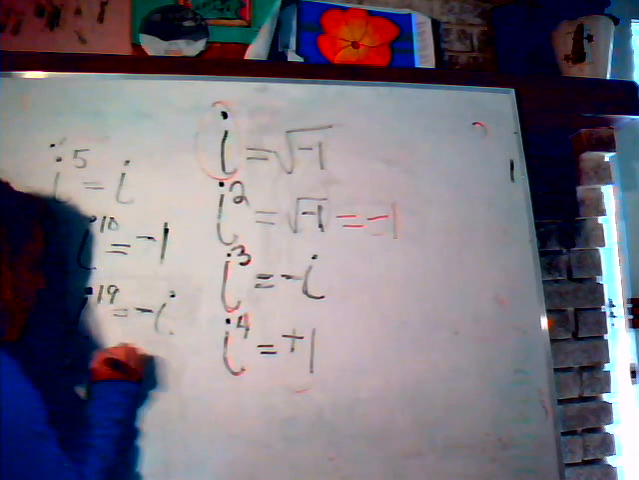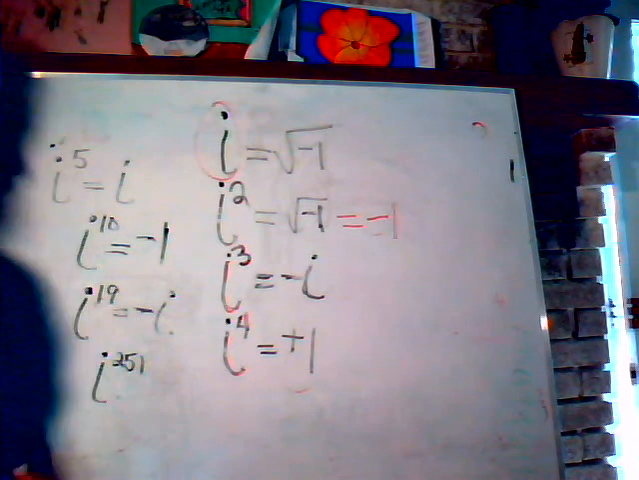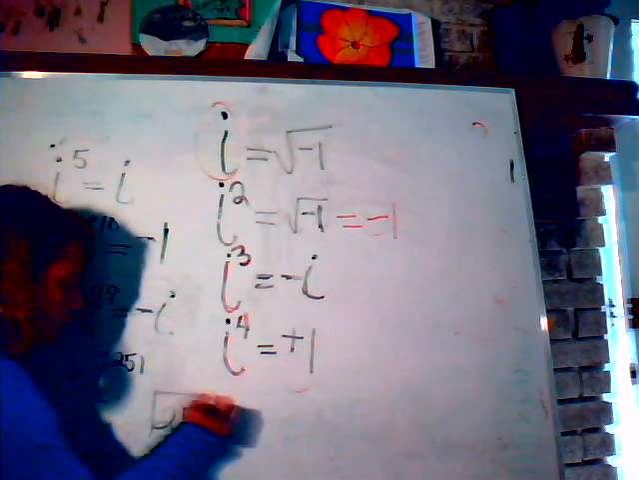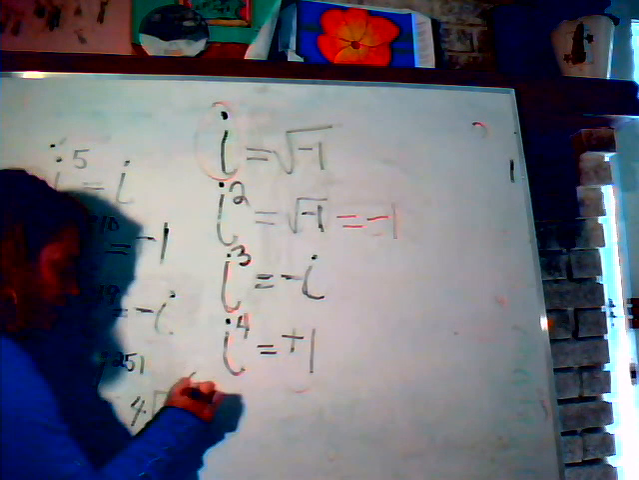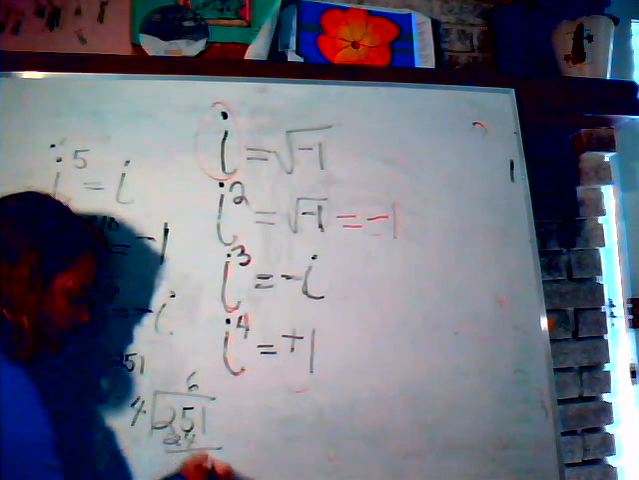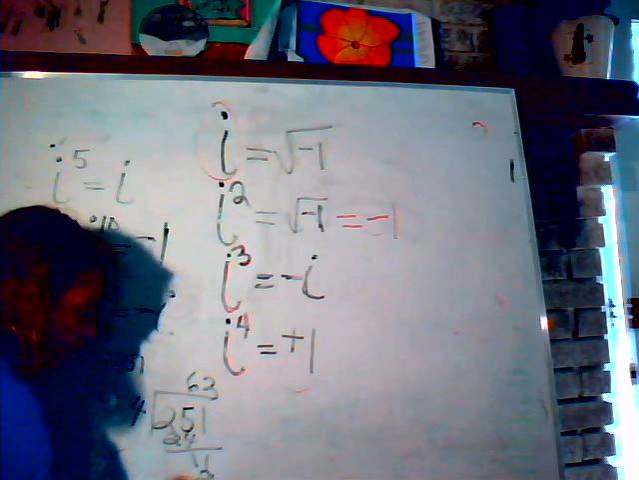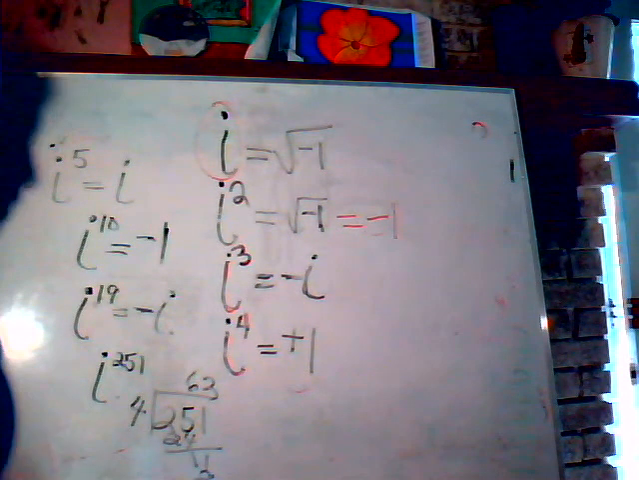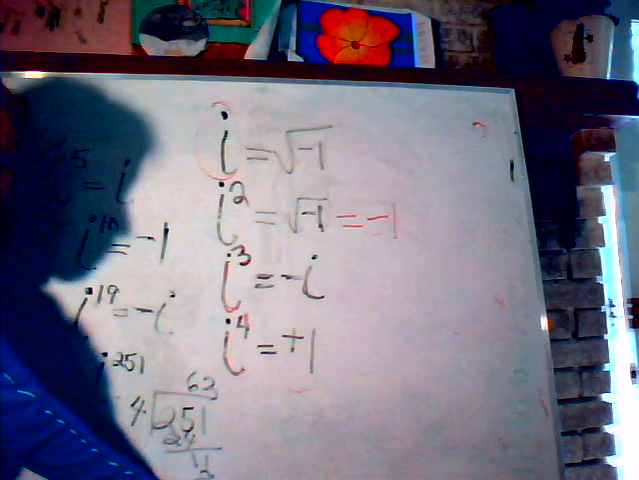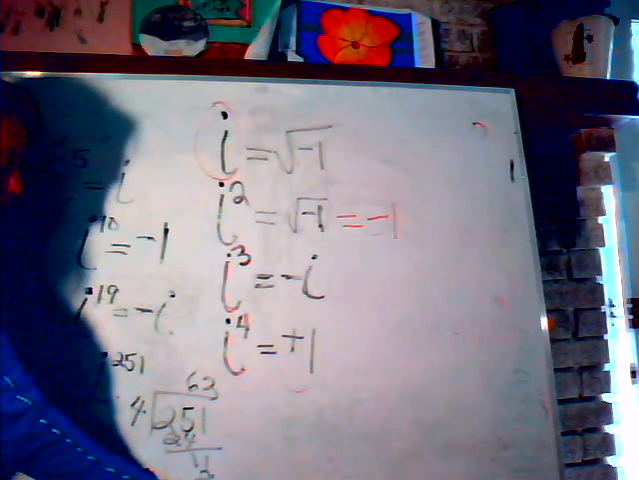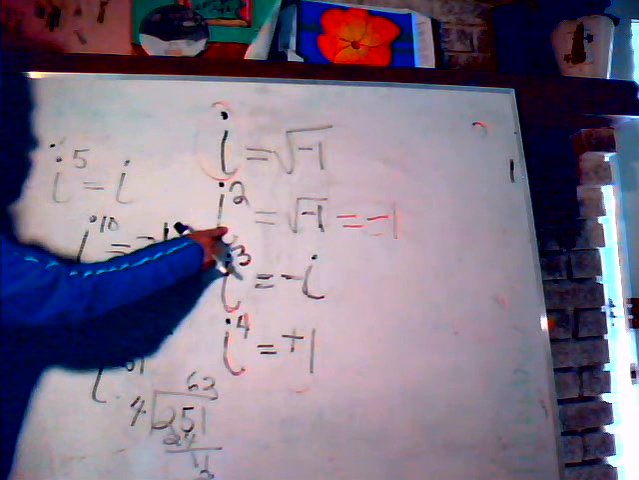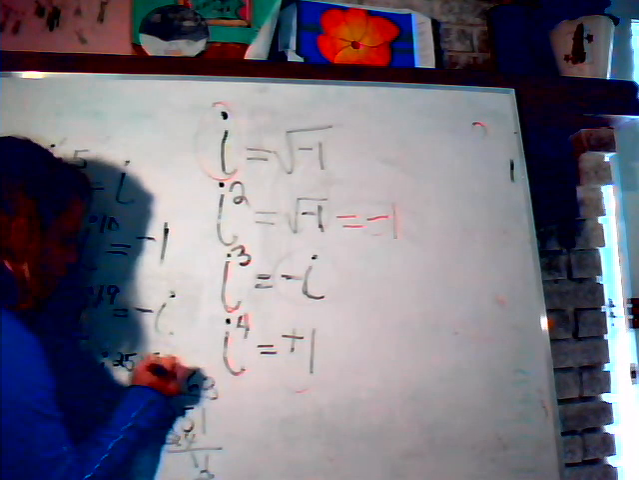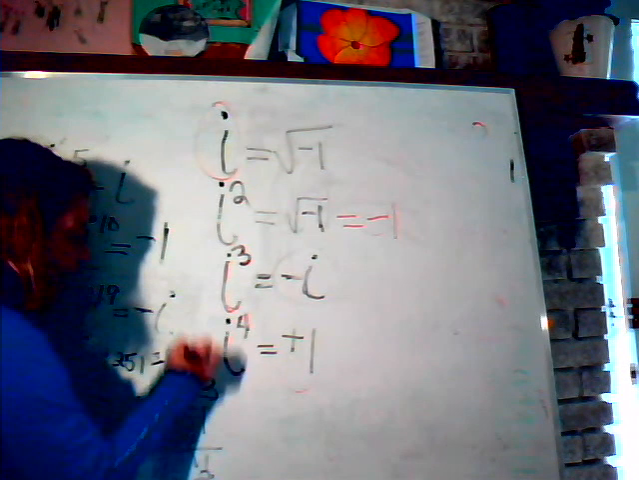What if I get i to the 251st power? I don't want to count 251 times. So I'm going to take 251 and divide it by 4. I'm going to get 62 with a remainder of 3. That means I'm going to have to count through the pattern 62 times. I don't want to do that. But what I do know is that the remainder of 3 is what I need to worry about. That means it's the 3rd one in the pattern. 1, 2, 3. It's -i. So i to the 251st is -i.